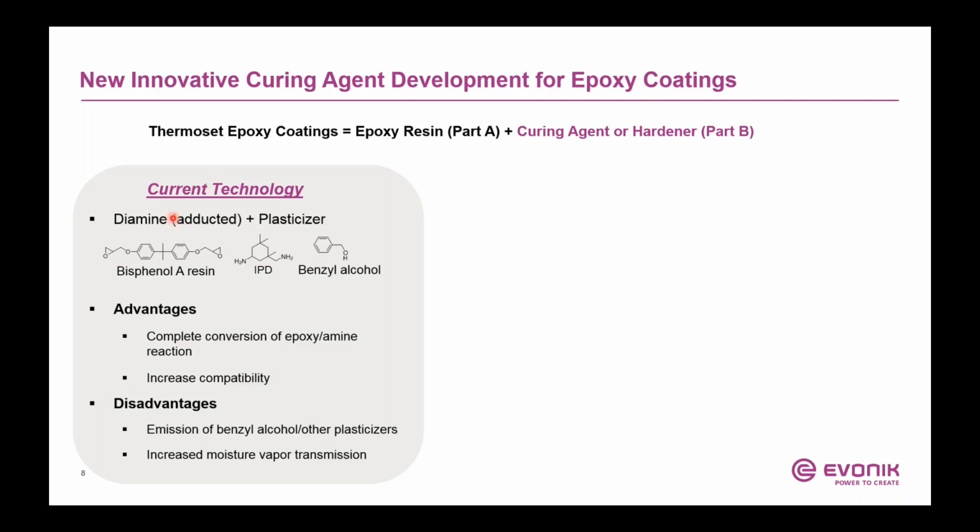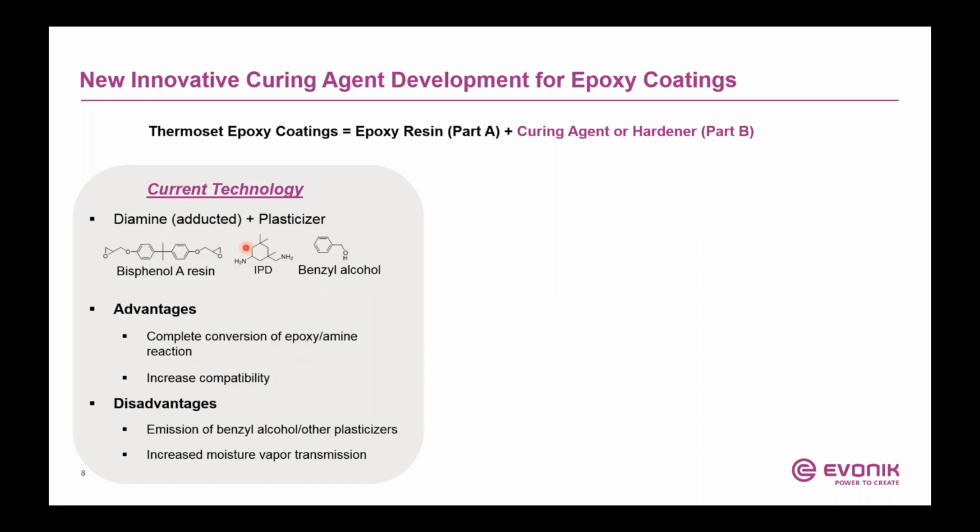If you look at the box here, in terms of what types of curing agents are currently used, right now it is composed of a diamine, which is adducted, and a plasticizer. An example here is isophorone diamine that's adducted with a bisphenol A resin, and then you're adding benzyl alcohol to not only reduce the viscosity of the curing agent or hardener, but also increase the compatibility, because generally the liquid epoxy resin, the part A, is an aromatic material, so you need to have aromatic composition on the curing agent side to help with the compatibility.